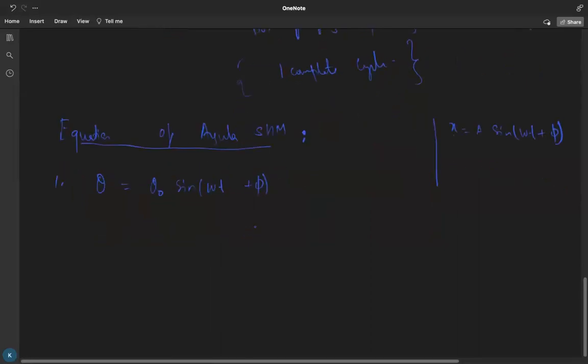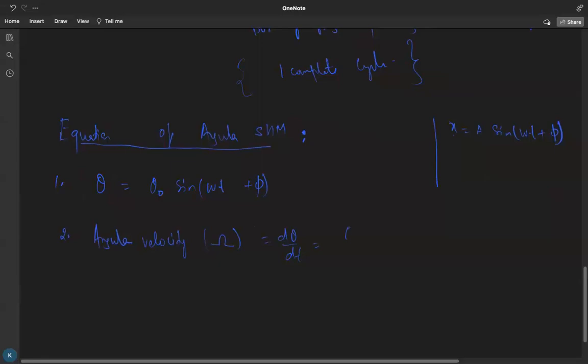Now we have to find angular velocity, angular acceleration and all. So let's derive it by differentiating. Second equation, angular velocity. Angular velocity is represented by this, and it is equal to d theta by dt.